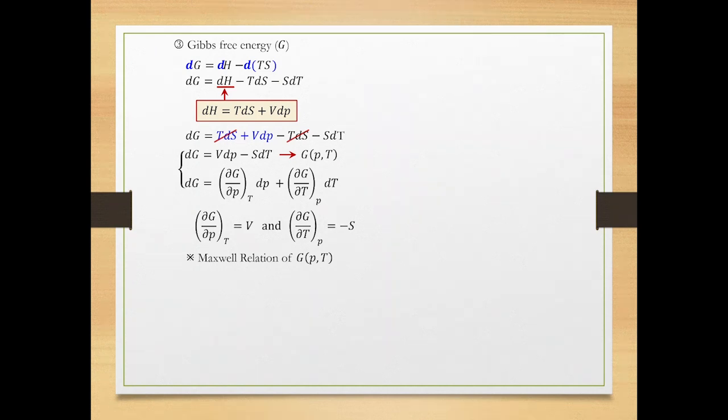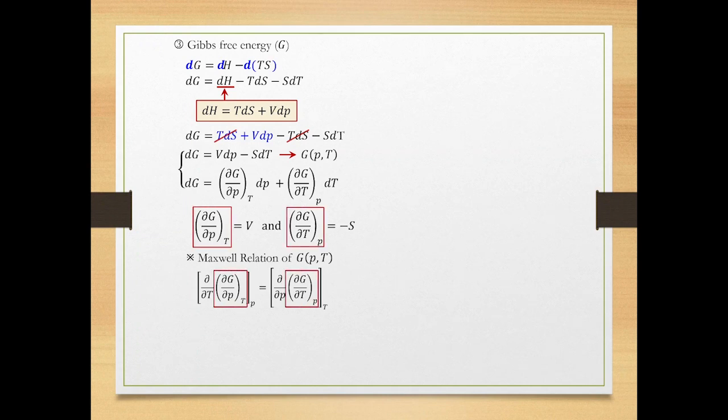Now, you will be able to write the Maxwell relation of Gibbs free energy G. Pause the video and write it down. It should be like this. As you can see, the derivative of G with respect to P is equal to V, and the derivative of G with respect to T is equal to negative S.